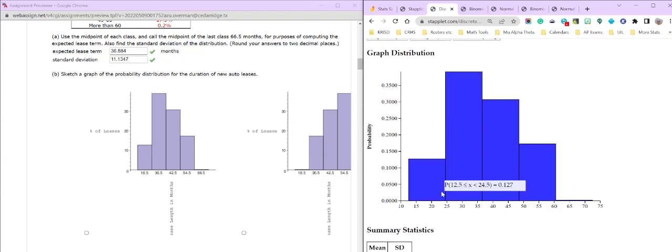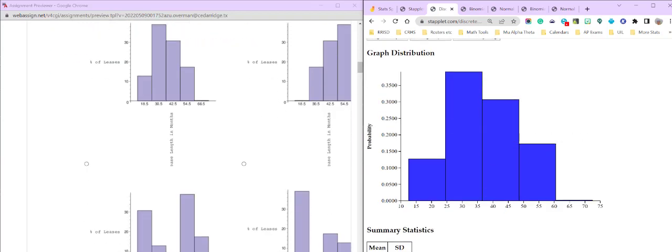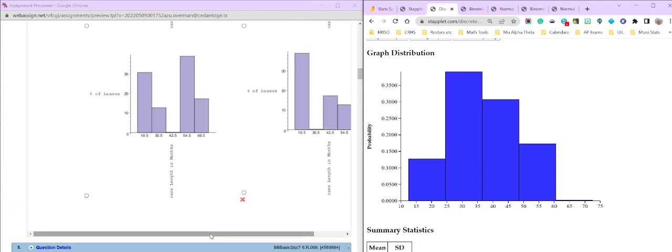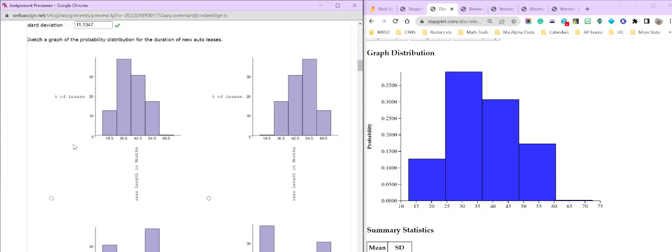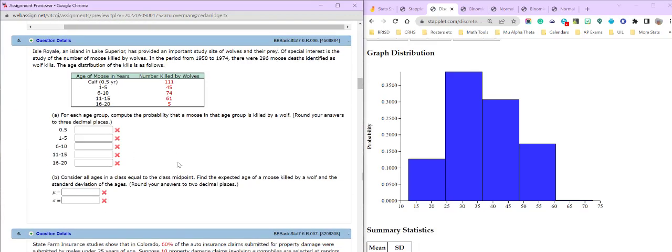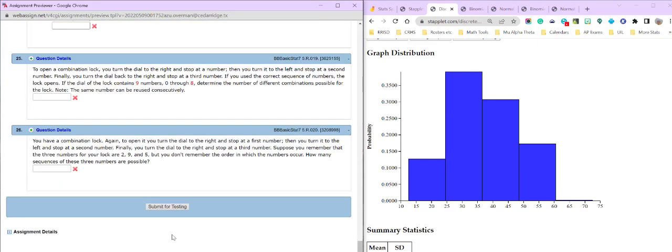Guess what? We've got a rough graph here. This one might be it. Let's go ahead and look. Might have to slide here. Let's see. Yeah, none of the others look right. It has to be this one. And I'll go ahead and hit enter. Submit for testing.